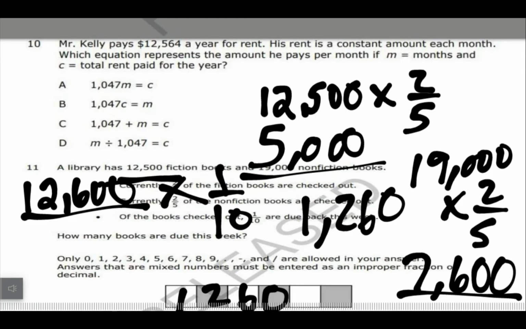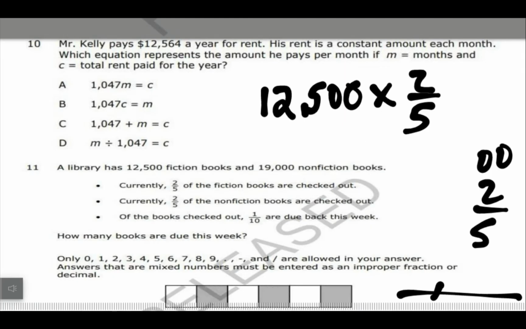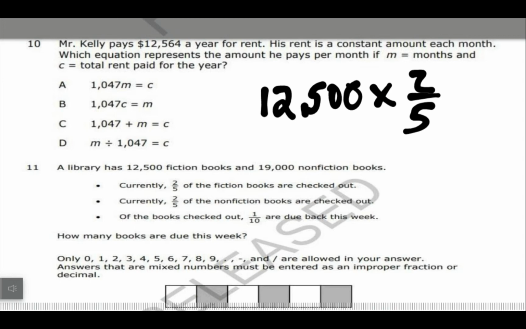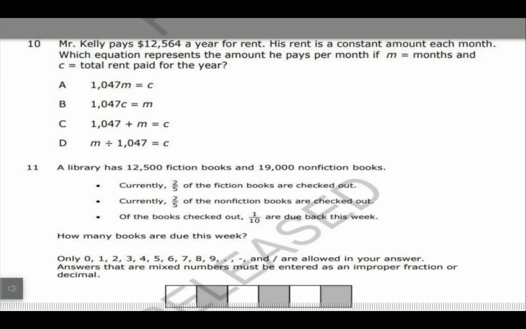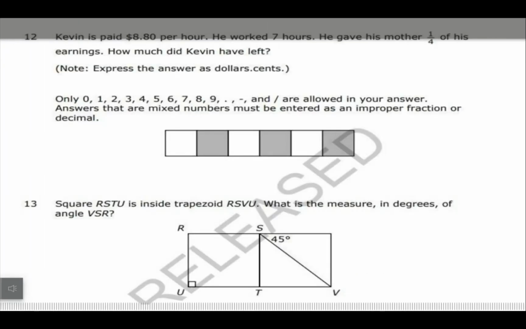All right, let me erase that one. All right, so just remember, typically when they're giving you all these fractions, it's usually multiplication. All right, when they take these fractions and the big numbers, you're going to multiply them to get those numbers.